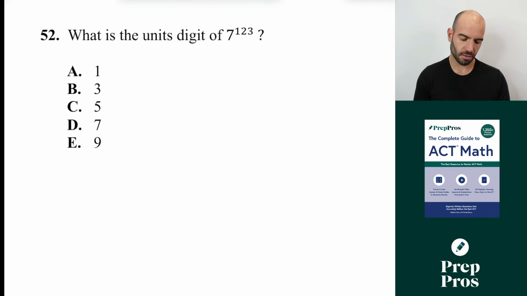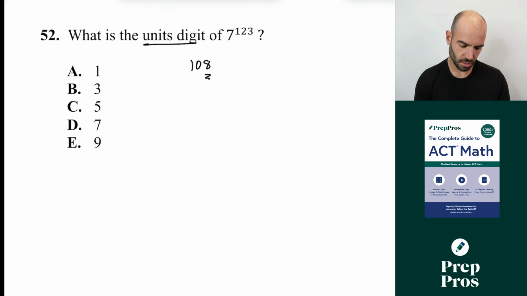Now, this one really confused students. It says, what is the units digit of 7 to the 123rd power? On test day, most people grab their calculators and try to punch it in, but you get stuck because it gives you this huge number and you can't tell what the units digit is. The units digit is just the last digit in a number. So say for a random number like 108, 8 would be the units digit.